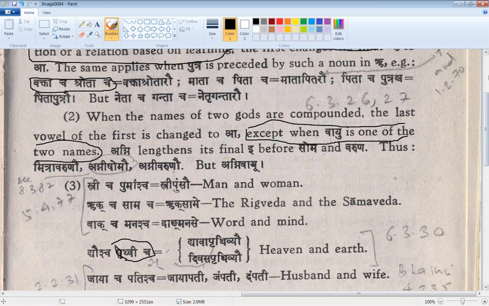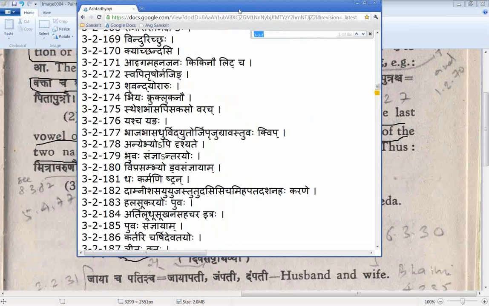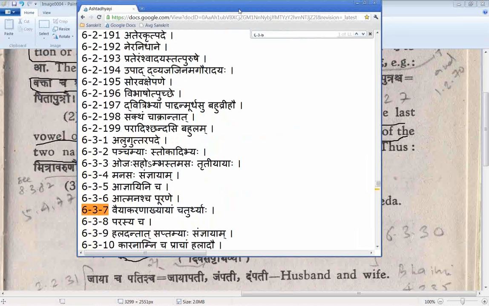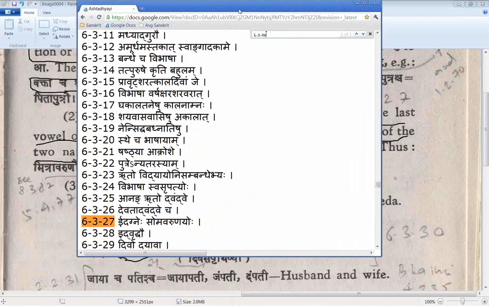So Agni lengthens his final i before Soma and Varuna. So now we are in this one here. Agni lengthens this final i, which becomes ee, before Soma and Varuna. That sutram is the next one in the Ashtadhyayi, which is 6.3.27. 6.3.27 is Idagnehe Somavarunayoho, a straightforward sutram.